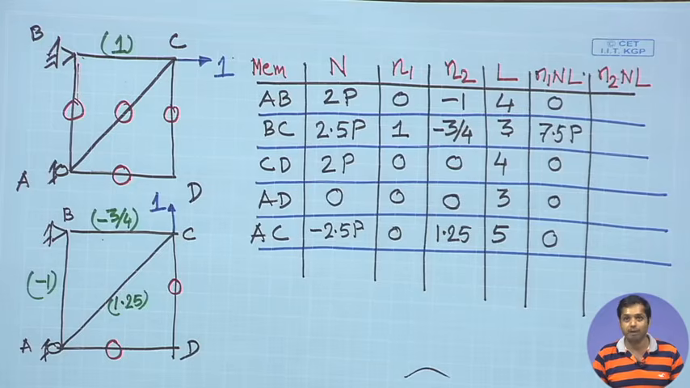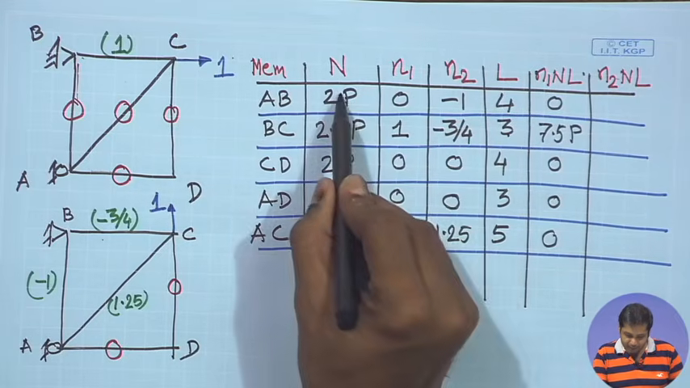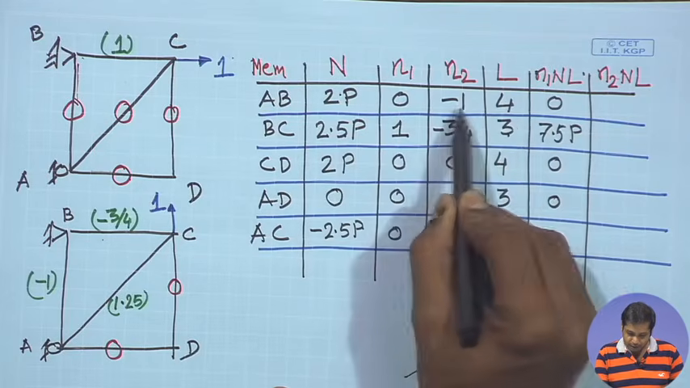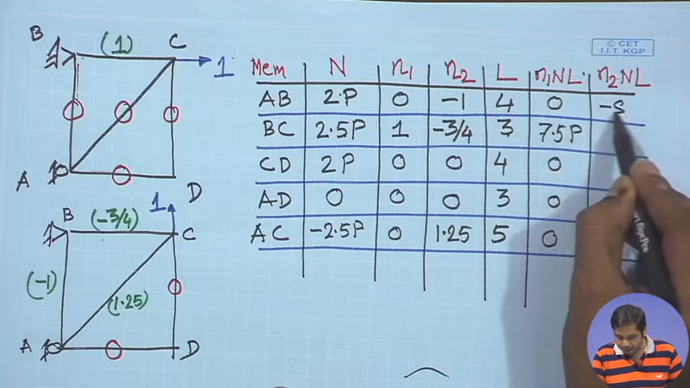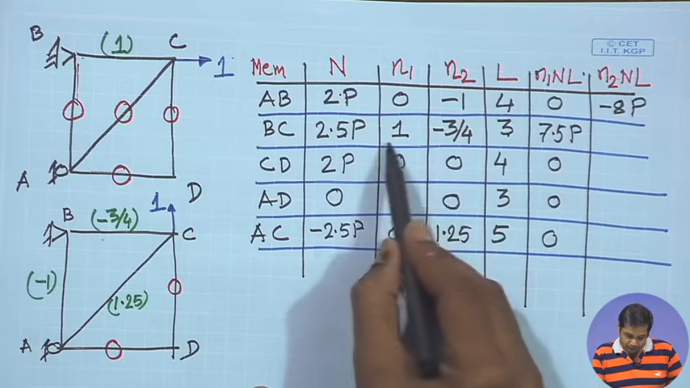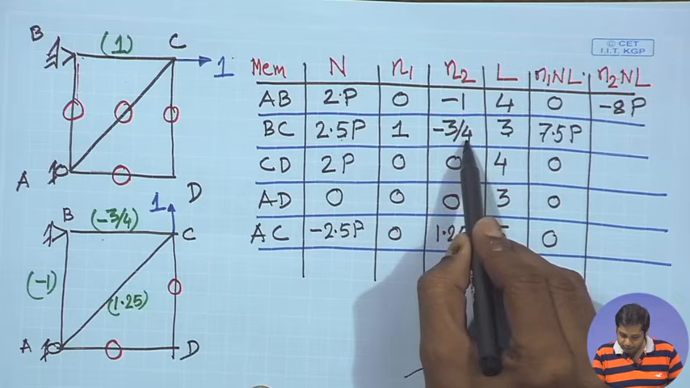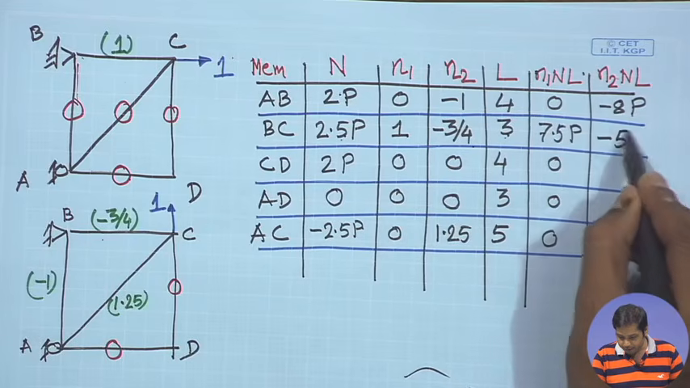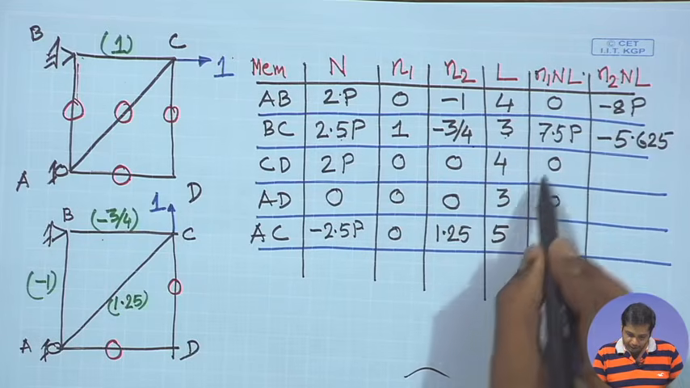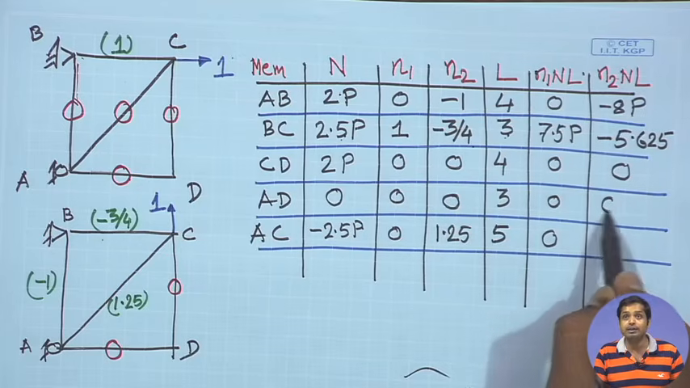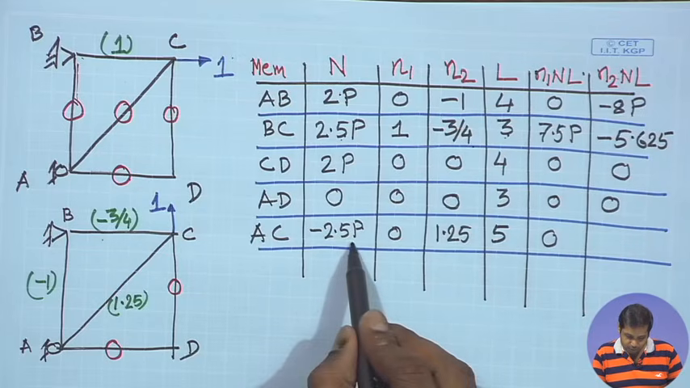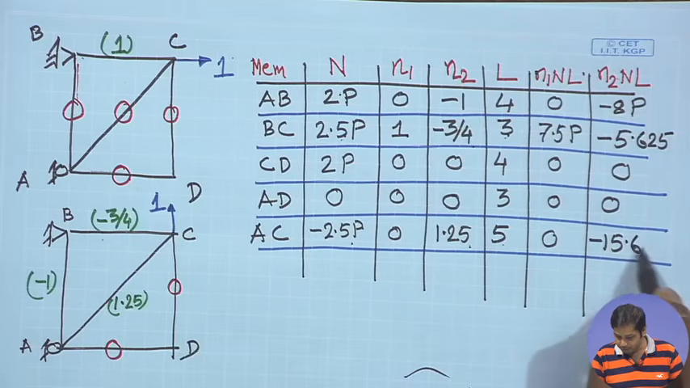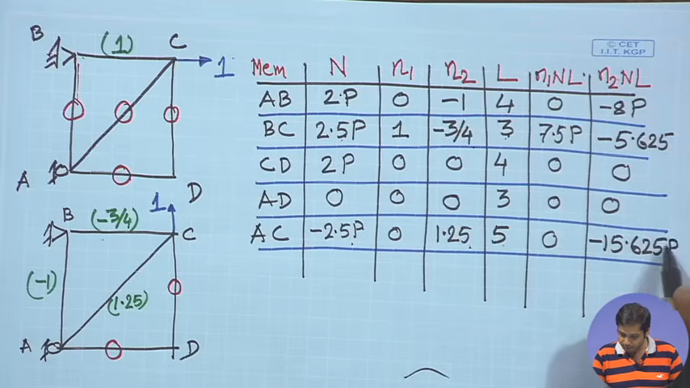7.5 P. Okay. And similarly, in this case N into capital N into minus capital N into N2 into L. So, these become minus 8 P, and then this becomes 2.5 into minus 3/4 into 3. This is minus 5.625, and this becomes 0, this is 0, and this becomes minus 2.5 into 1.25 into 5, this is minus 15.625 P. Okay. These are all P.